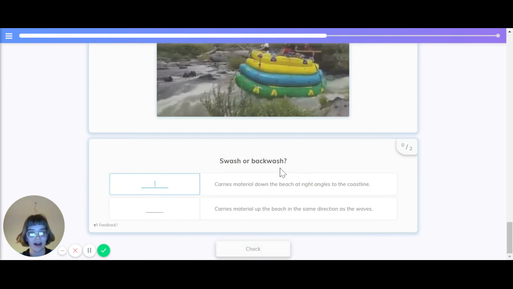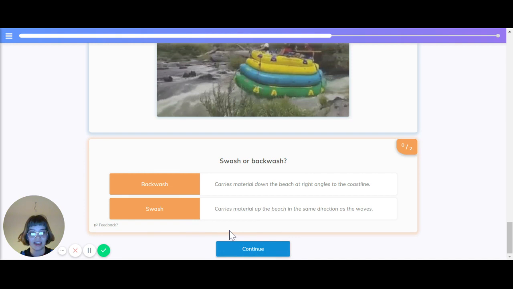Let's quickly recap swash or backwash. Which out of the two carries material down the beach at right angles to the coastline? The correct answer is backwash. And swash carries material up the beach in the same direction as the waves.